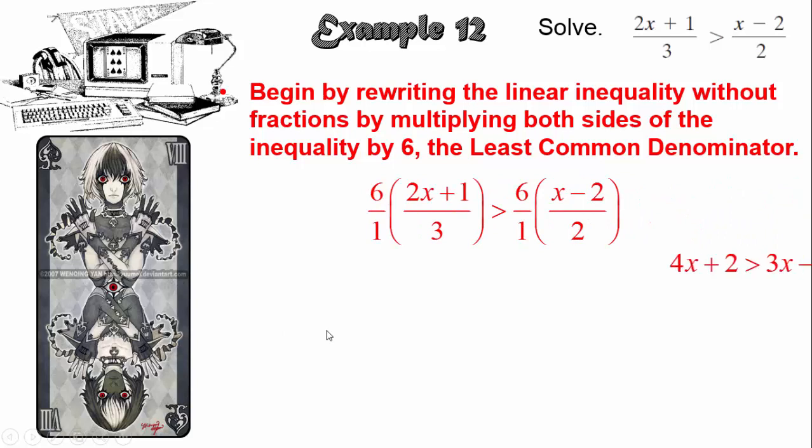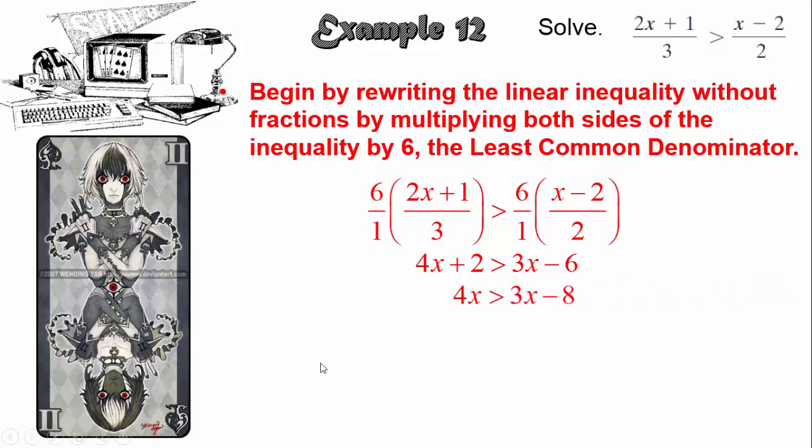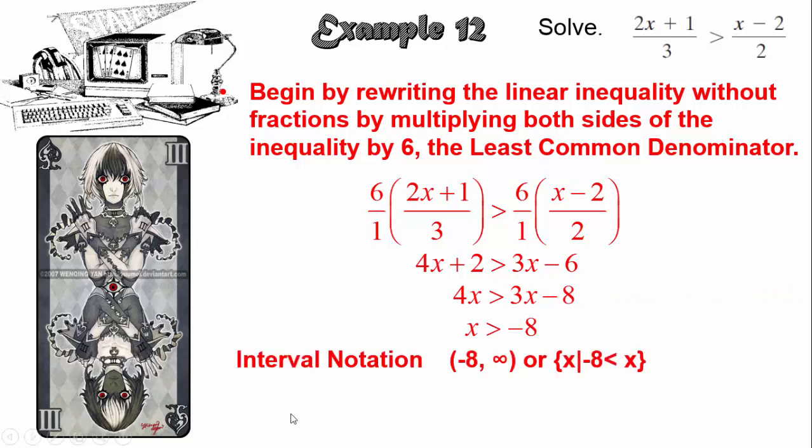And here we go. So we end up with 4x plus 2 is greater than 3x minus 6. So now we solve the inequality for x, to get x is greater than negative 8. In interval notation, because it's greater than, there's no equality, no little line here, so it's a round bracket, negative 8, and x is on the bigger side of the inequality. That means it's getting bigger and bigger and bigger, so that means it's positive infinity, and we close that with a round bracket.